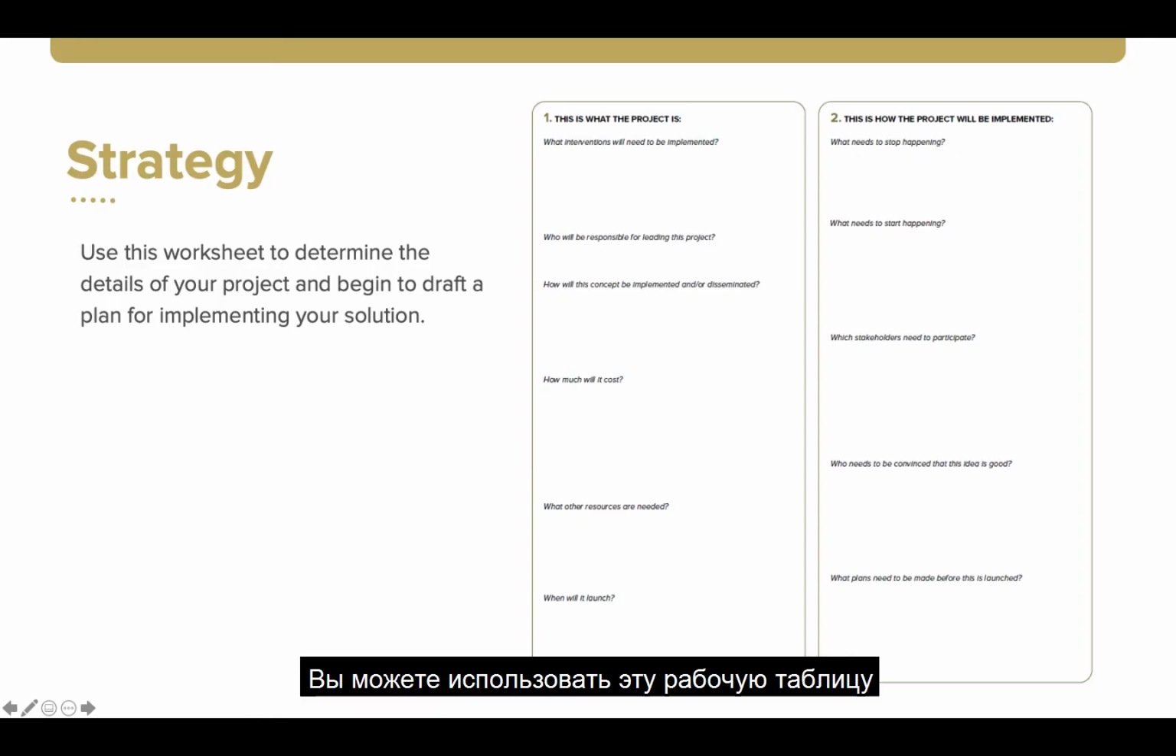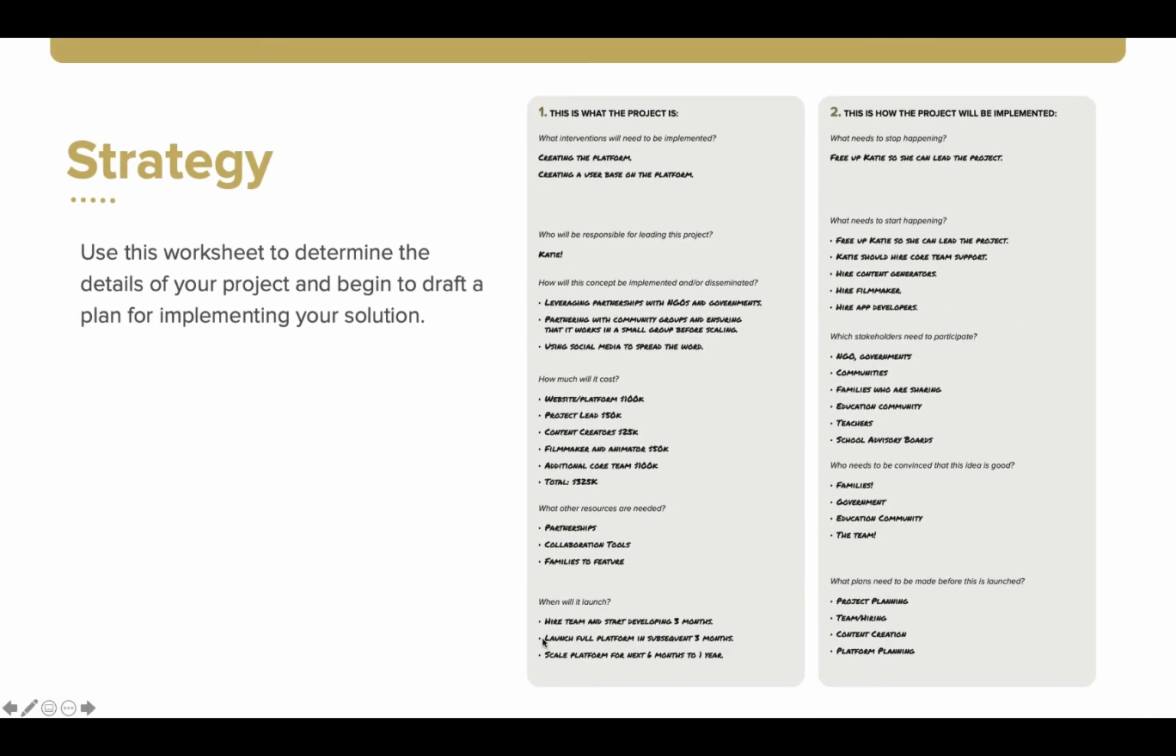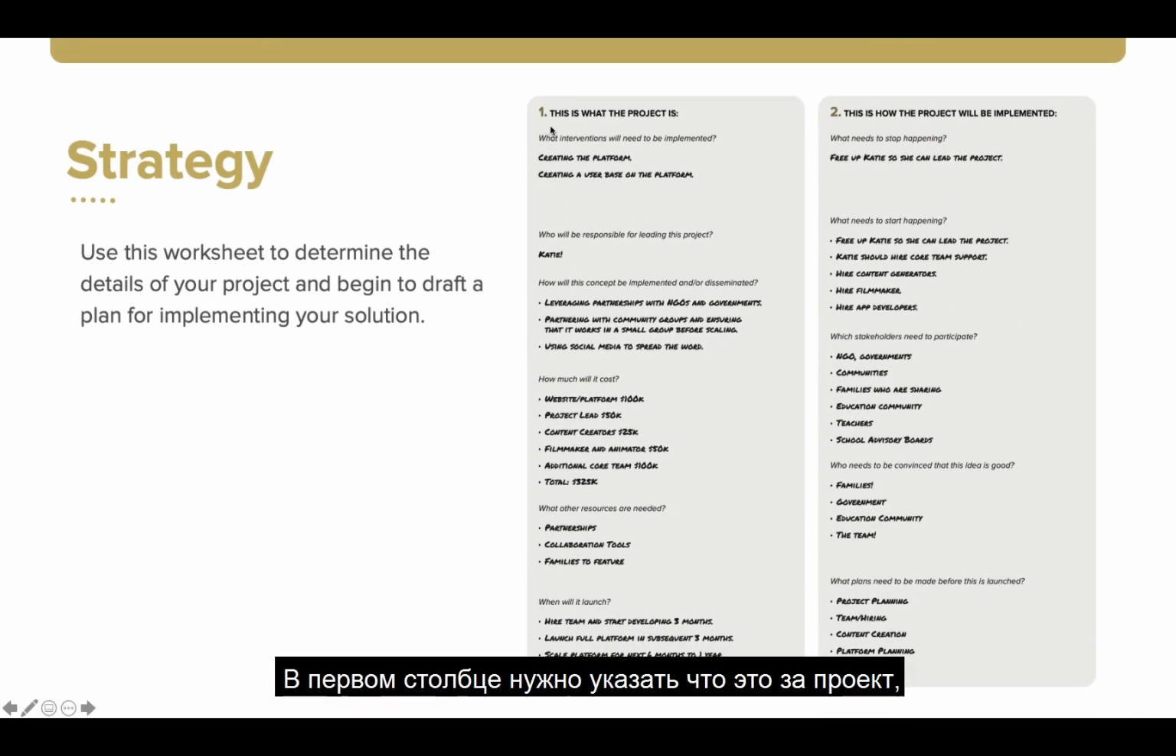You can use this worksheet to determine the details of your project and begin to draft a plan for implementing your solution. So let's look at one particular example of how to use this tool. The first box asks us, this is what the project is. What interventions will need to be implemented? Well, we are planning to create a platform and create a user base for the platform.